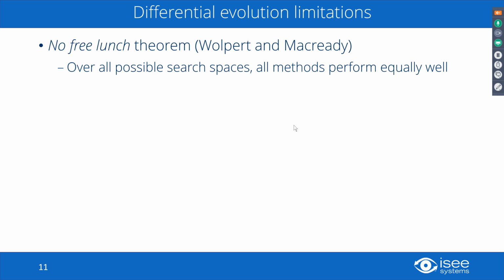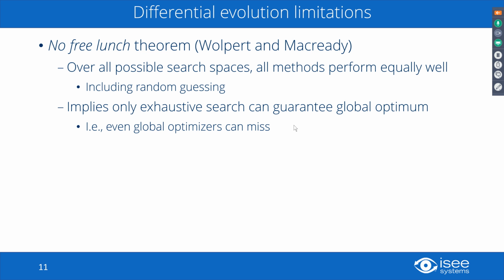There are some limitations to differential evolution, in fact, for all evolutionary methods. The first one is called the no free lunch theorem. It says that over all possible search spaces, all methods for finding the optimum will perform equally well, and that includes random guessing. What this means is that only the exhaustive search can guarantee that you're going to find a global optimum. So you're using DE, you may still miss it. And as I said, if you suspect that, you can try the either-or variant and see if it finds it.